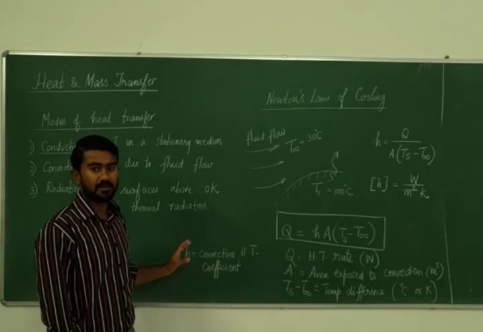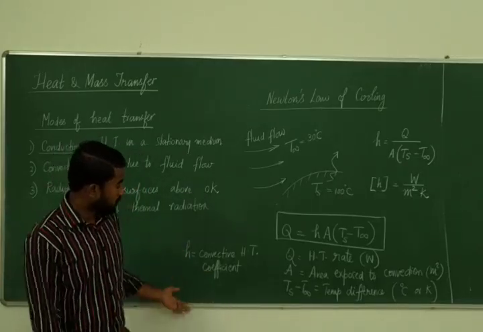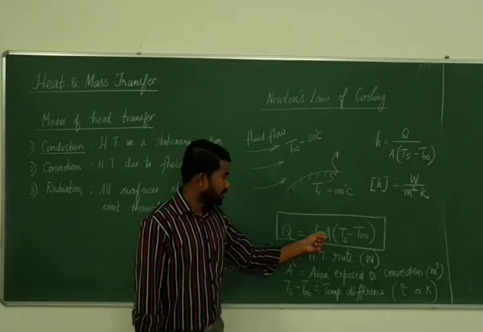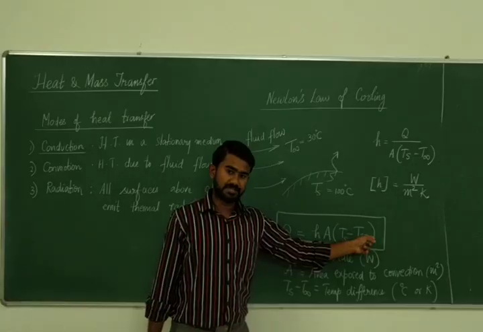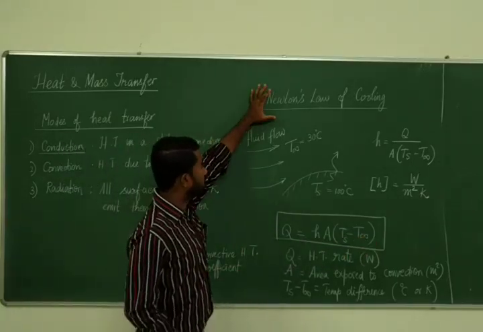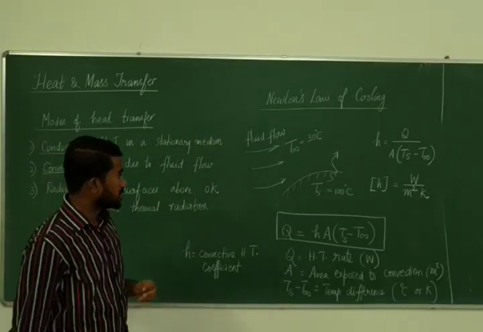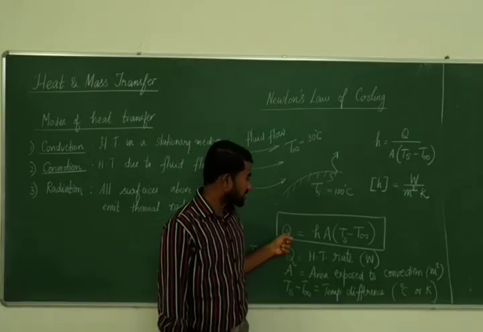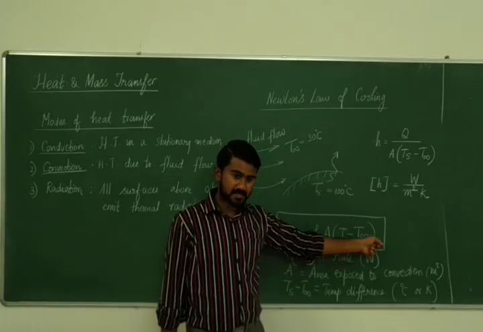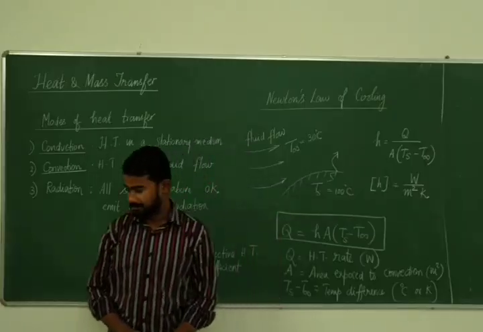In any convection problem, you want to know what is going to be the convective heat transfer coefficient. Once you know the convective heat transfer coefficient, you can easily find the heat transfer rate by multiplying this with the area and the temperature difference. So again, to summarize, Newton's law of cooling is the rate equation for the second mode of heat transfer, which is called convection. It says that the heat transfer rate is directly proportional to the area and directly proportional to the temperature difference, and h is called the convective heat transfer coefficient.